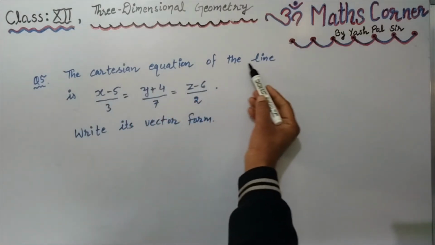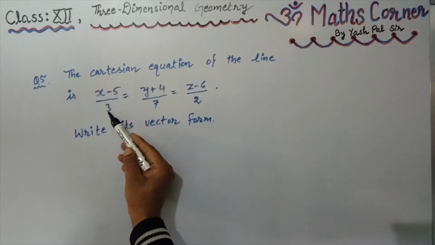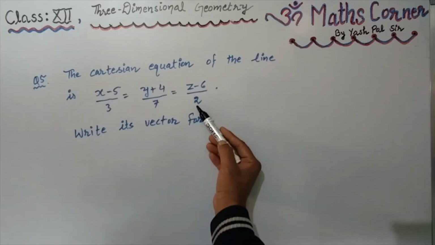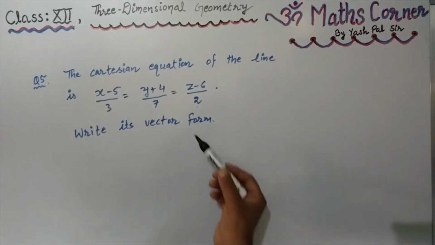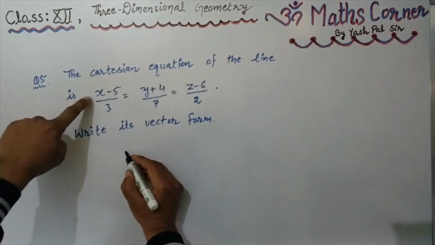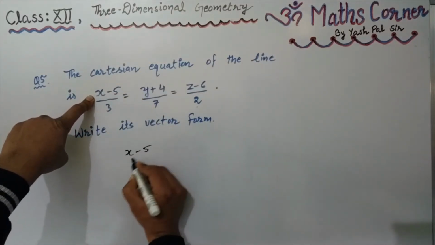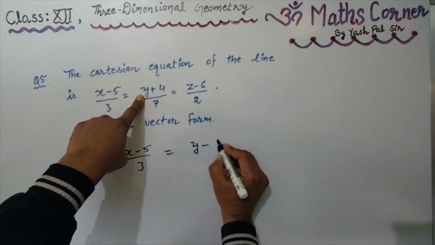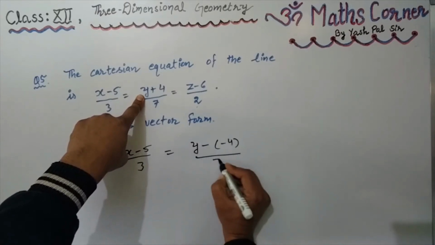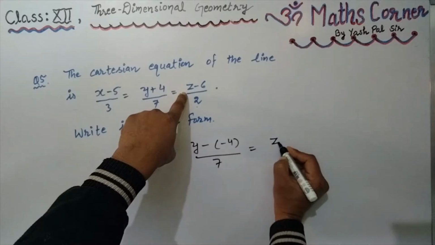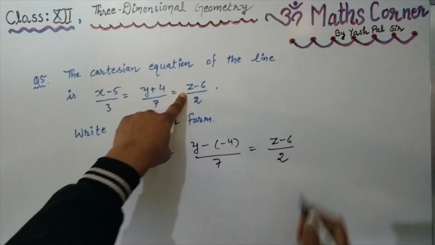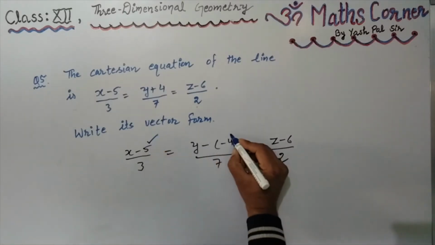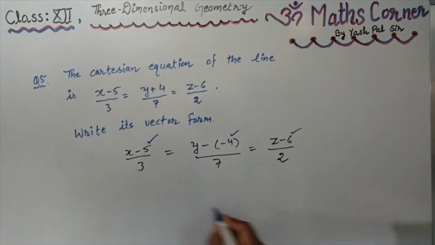Question number 5. The Cartesian equation of the line is (x minus 5) upon 3 equal to (y plus 4) upon 7 equal to (z minus 6) upon 2. Write its vector form. So first of all, the Cartesian form can also be written as (y minus (minus 4)) divide 7 is equal to (z minus 6) upon 2, right? So from here what we find, this is minus 4 and 6.